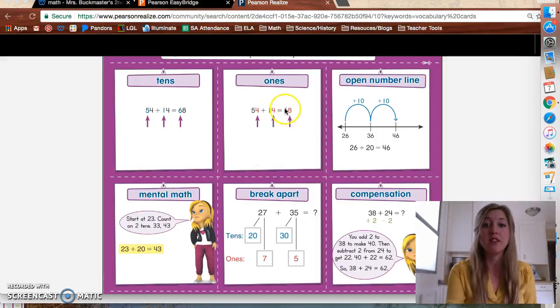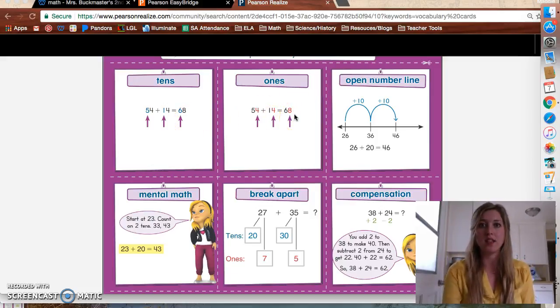So, for example, on our vocabulary cards, they have a sum, the answer to an addition problem, as being 68. So 6 is the digit that represents the tens, the amount of tens that are in 68. There's 6 sets of 10. And the 8 represents how many ones are in that number. So there are 8 ones and 6 sets of 10.